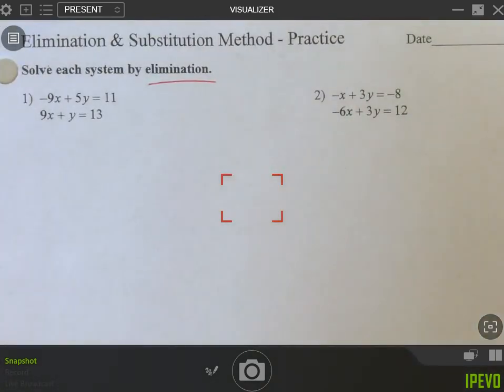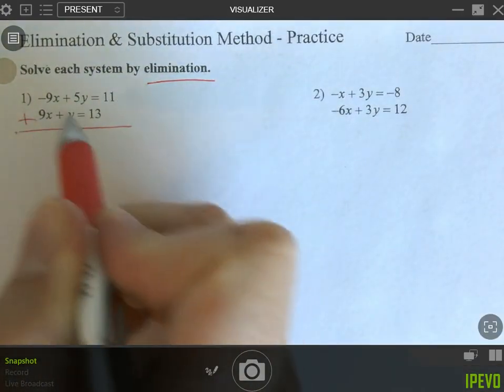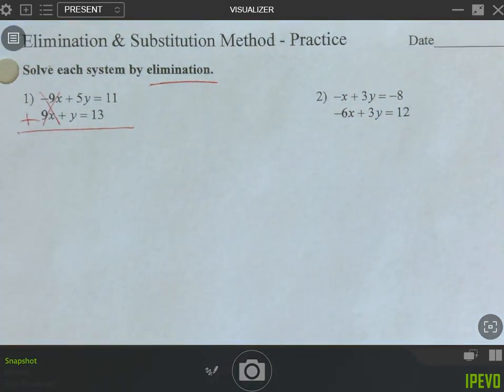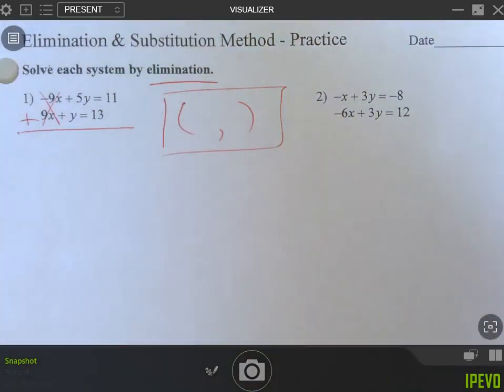You need to have one variable that you can eliminate. So in this first problem, I can jump right in because that will cancel a negative 9x and a positive 9x. I'm going to add down and solve. Give your answers as ordered pairs. Do me a favor, make them very easy to see. Maybe put them up here.